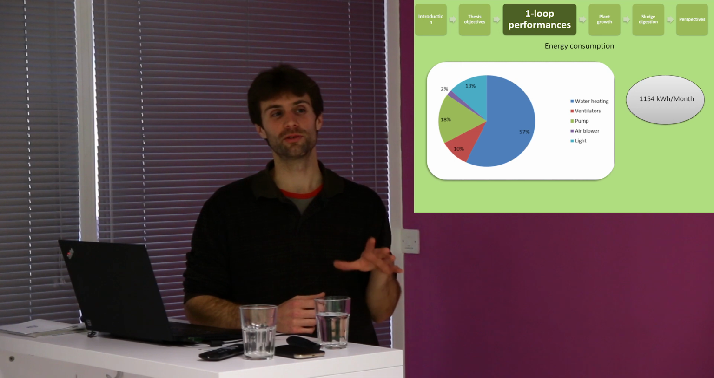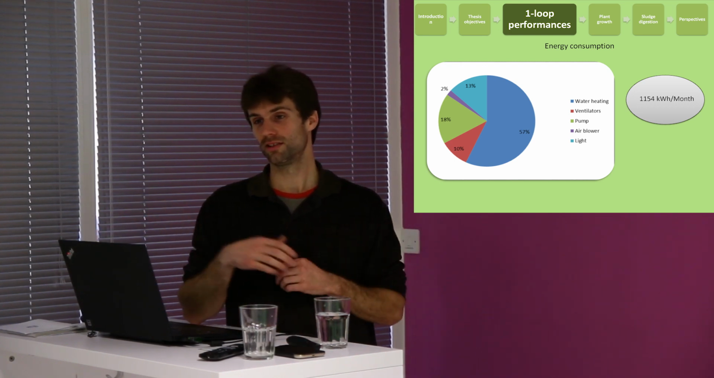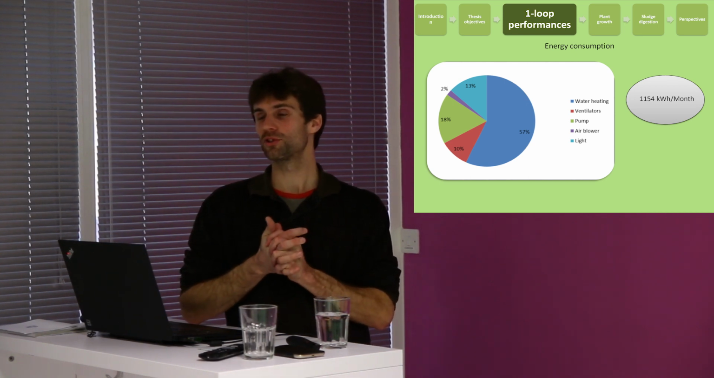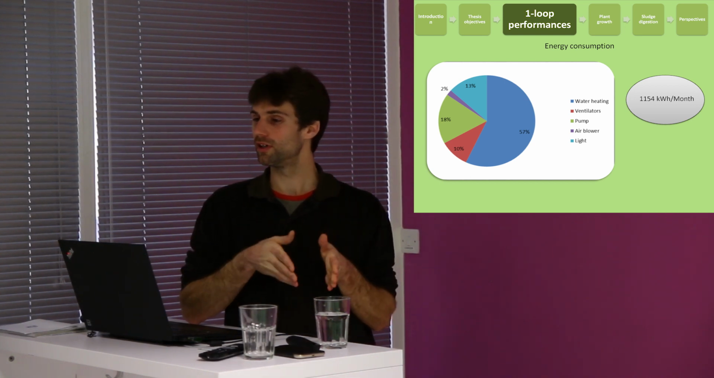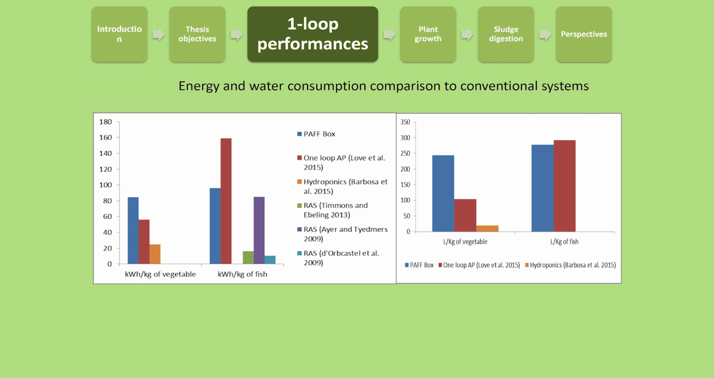We respected the ratio of fish to plant that Rakocy advised, which is like 50 grams of daily feed input per square meter of hydroponic beds. I calculated the energy needed to produce 1 kilo of vegetables and 1 kilo of fish, and the water used to produce 1 kilo of vegetables and of fish.